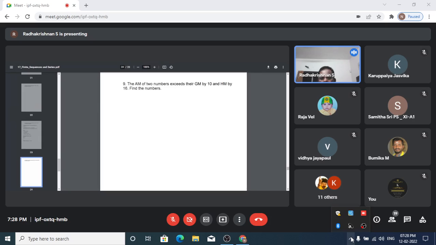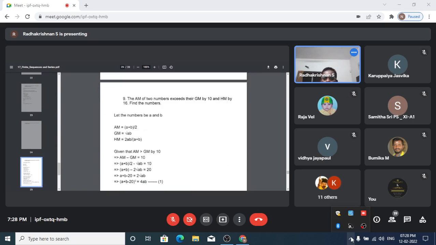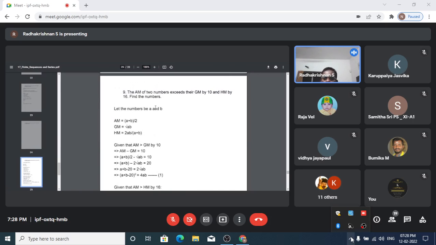மதலம் கொஞ்சம் இதுவும் அதே மாதிரி தான். இது applying the same concept plus but little complex, involves some calculations. So AM of two numbers, arithmetic mean of two numbers exceed the GM by 10 and HM by 16. Find the numbers. Okay. So இதுமே பெரிய கஷ்டம்னா ஒண்ணும் இல்ல. இங்க பாருங்க. The numbers let us say A and B னு வெச்சுப்போம்.